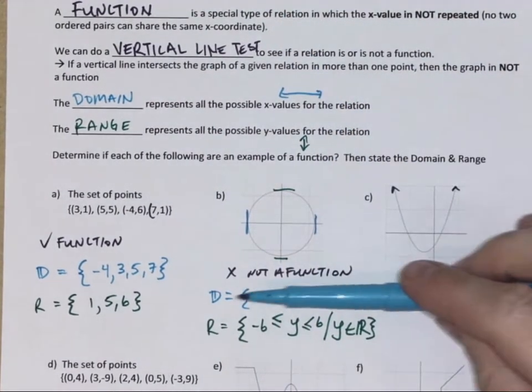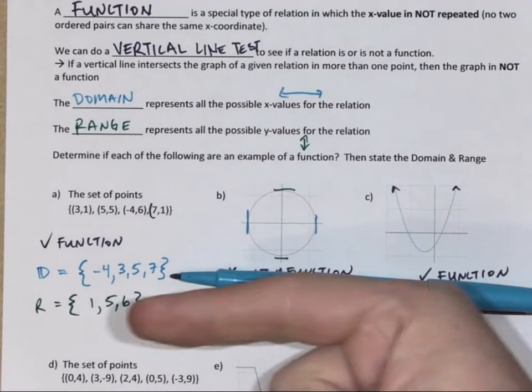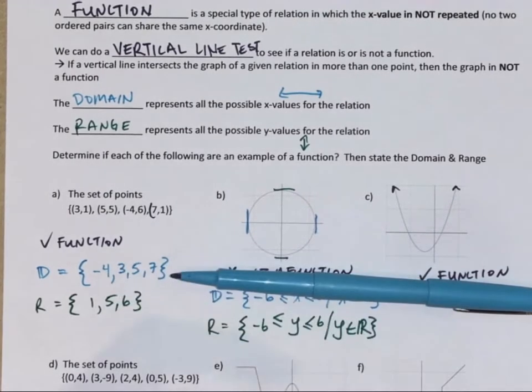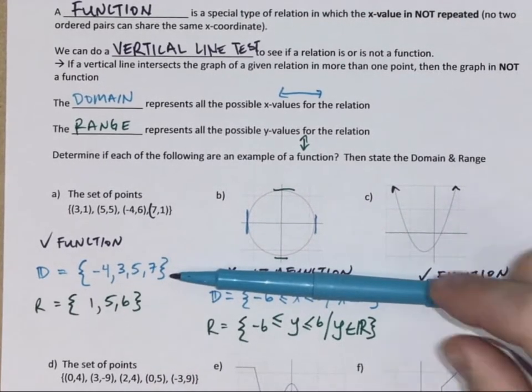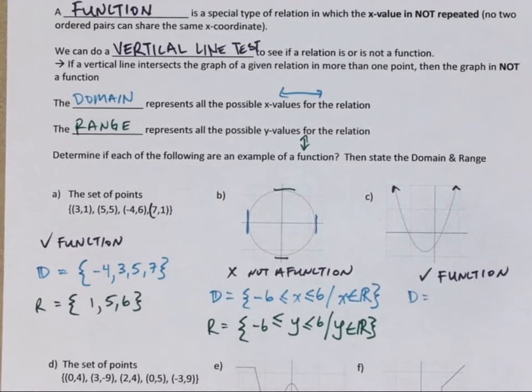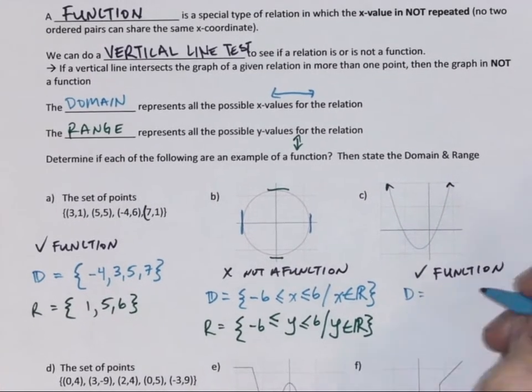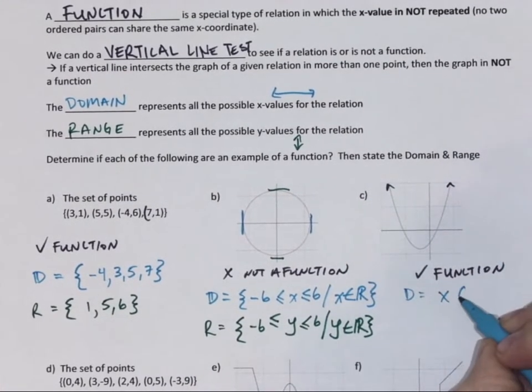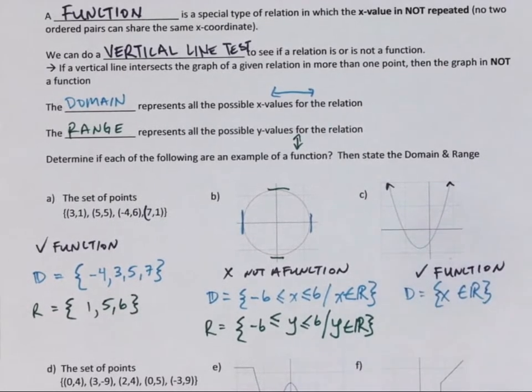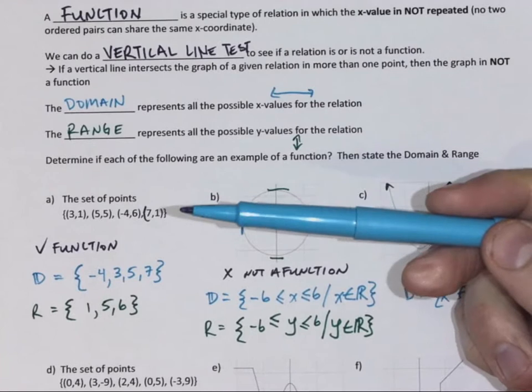So the number that might represent all the numbers all the way to the left, or negative, and all the numbers all the way to the right, is infinity and negative infinity. And it goes on forever. So because of that, we can actually say that x is a set of all the real numbers. X can be anything, because it goes on forever and forever.